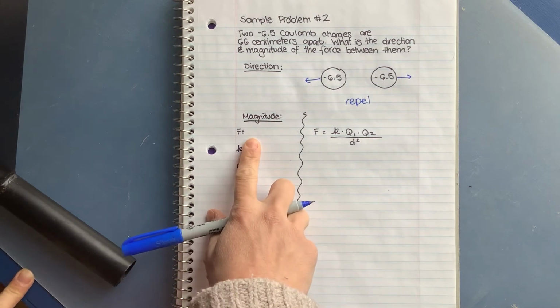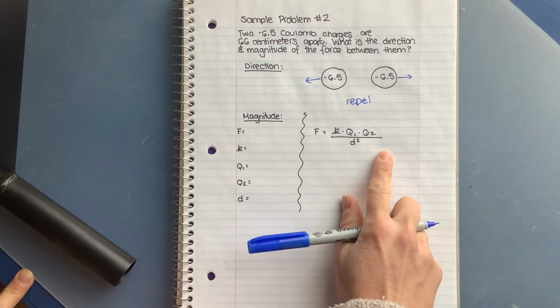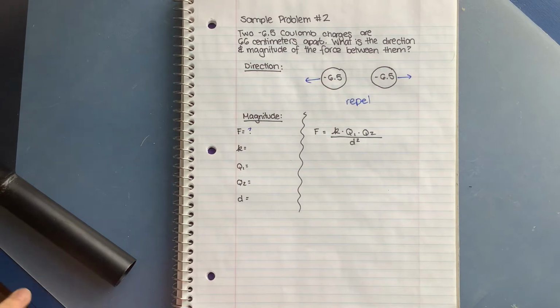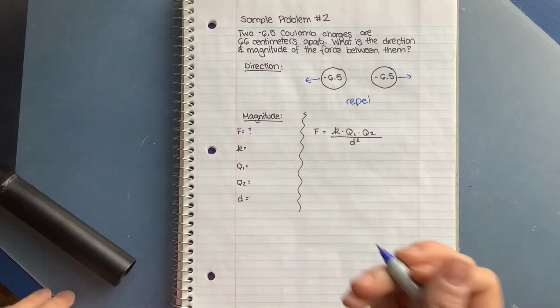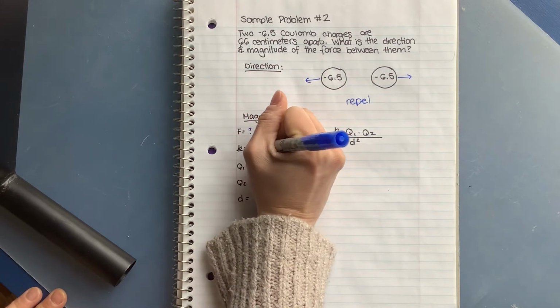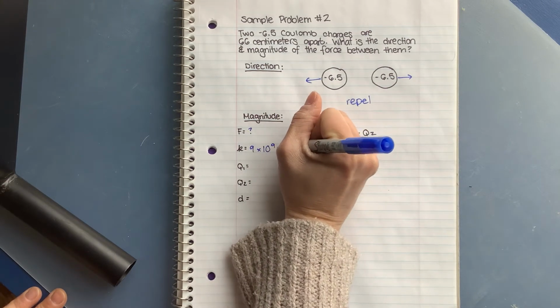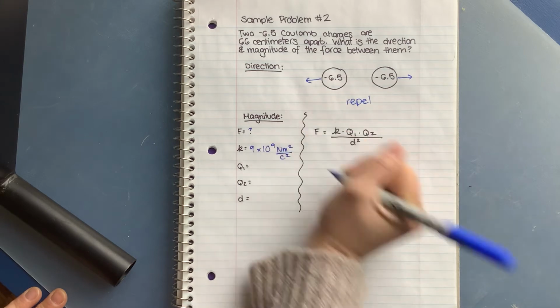And then for the magnitude, we're going to use our Coulomb's law equation. We're looking for F, which is the force. K is our constant. We know it's 9 times 10 to the 9 Newton meter squared over Coulomb squared.